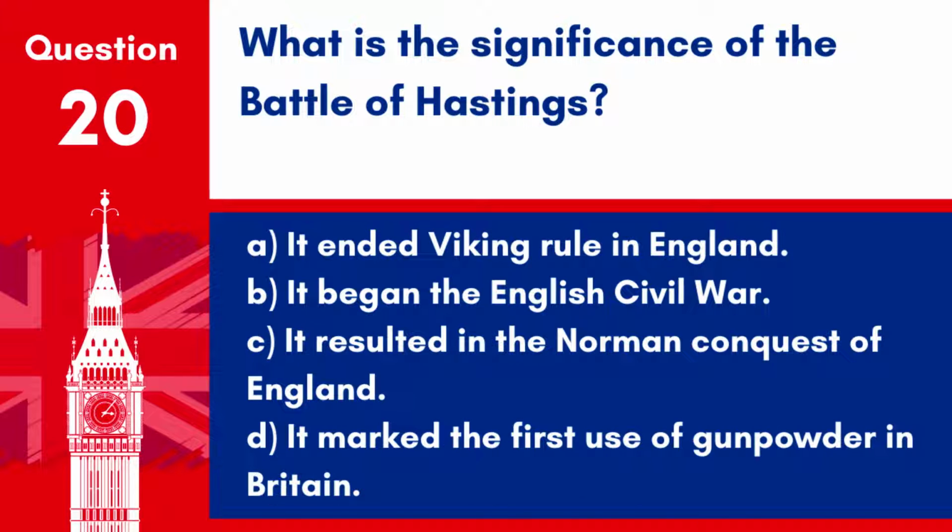Question 20. What is the significance of the Battle of Hastings? A. It ended Viking rule in England. B. It began the English Civil War. C. It resulted in the Norman conquest of England. D. It marked the first use of gunpowder in Britain.